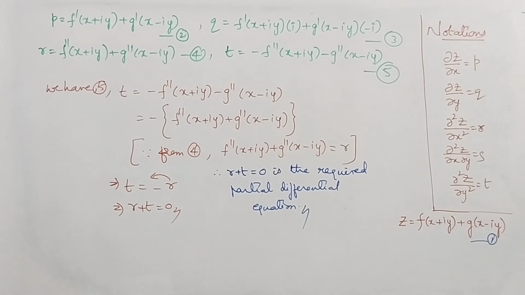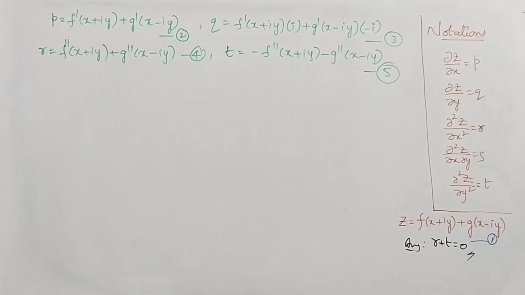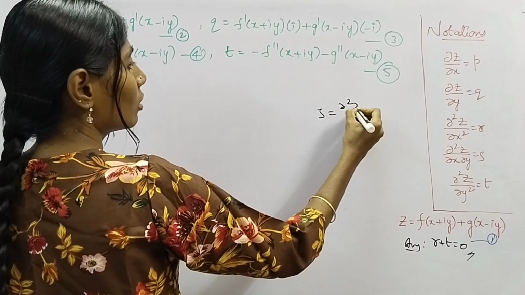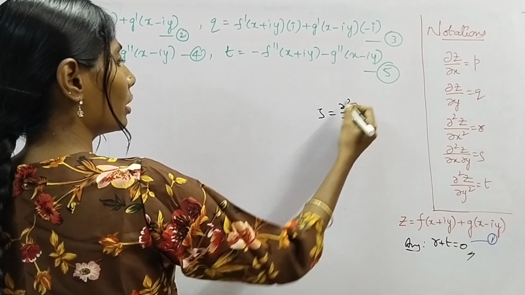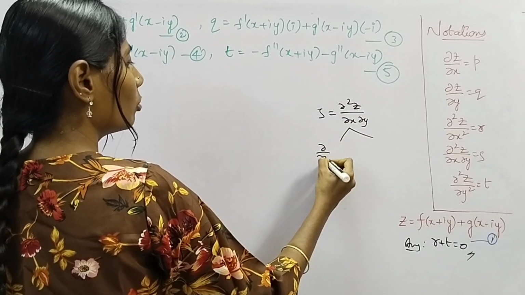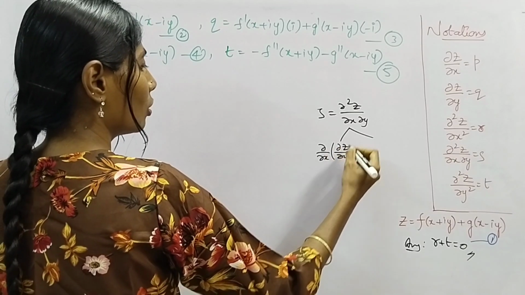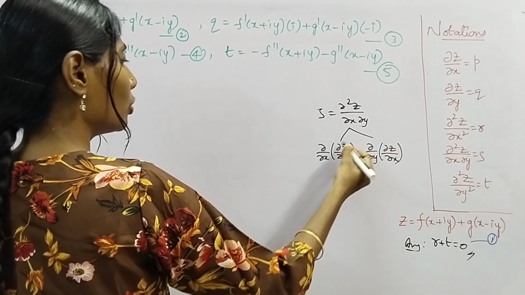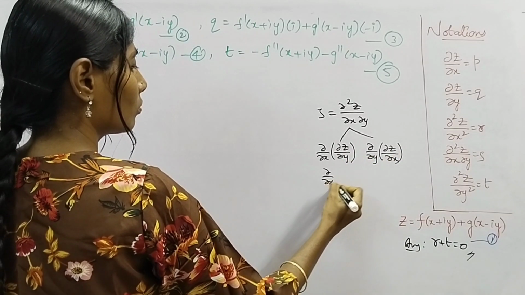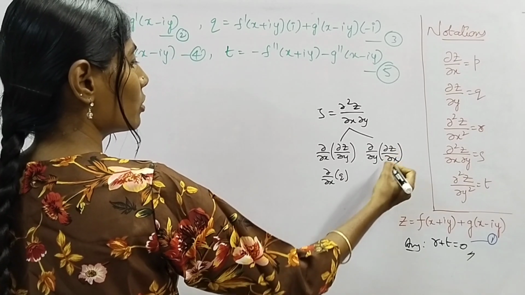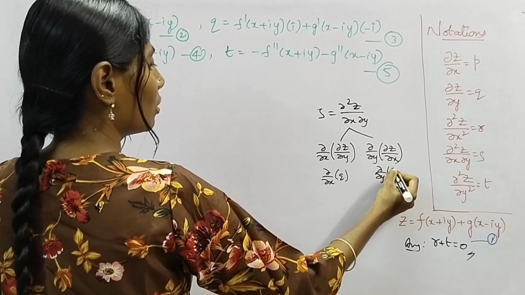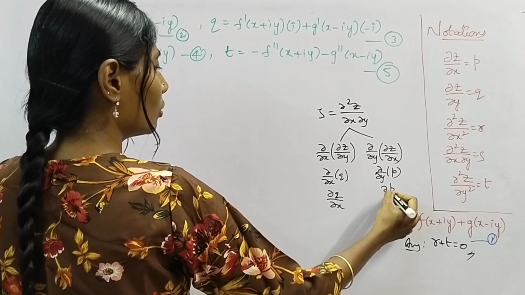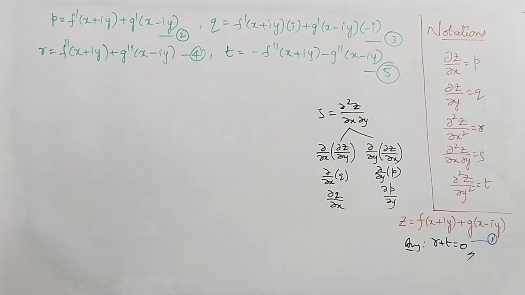Okay, let me show you s also. S is nothing but dou square z by dou x dou y, right? We can write this in two ways: dou by dou x of dou z by dou y, or dou by dou y of dou z by dou x. We know that dou z by dou y is q, and dou z by dou x is p. So dou q by dou x gives s, and dou p by dou y gives s.